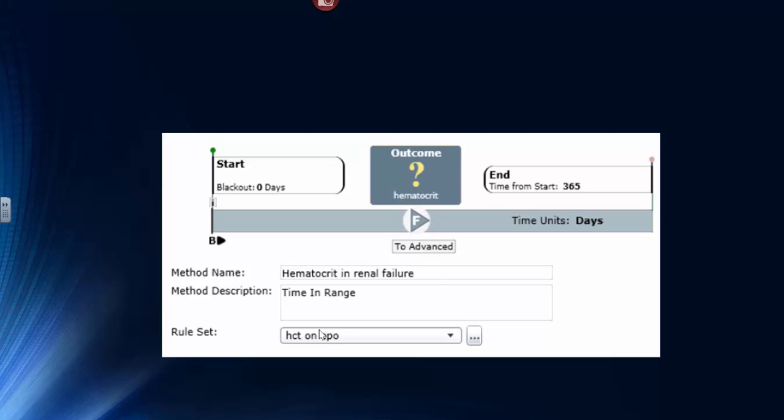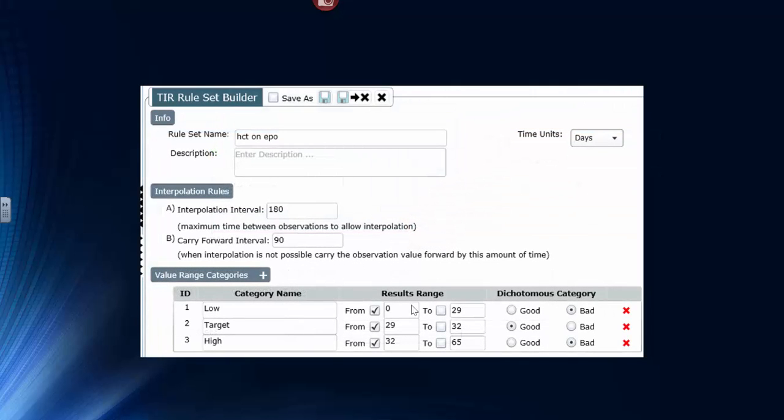Now the time and range method needs you to tell it what are the ranges of the hematocrit. So there's a rule set, and you click on the triple button to open that up. And what you see is it asks you what is the interpolation interval, that is, how far can two crits be, and you'll still draw a line between them. In this case we said 180 days. At 181 days you can't draw a line, but 180 days or less you can draw a line between the two observations. And if you can't draw a line between the two observations because they're too far apart, you have the carry forward interval of 90 days. That is, to carry the last value forward 90 days.